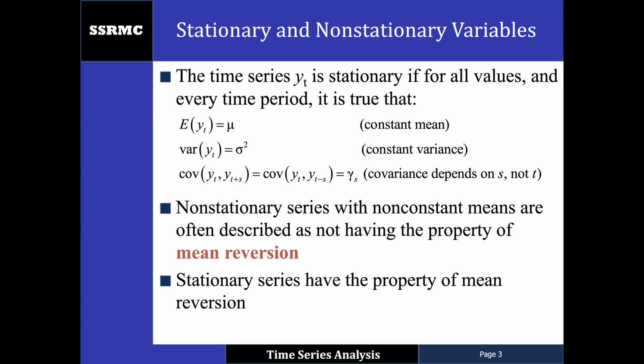Moreover, if a time series is not stationary and it doesn't have this constant mean, we will describe it as not having the property of mean reversion. In practice, mean reversion is a very important attribute to have. That basically means it doesn't matter how far away this time series wanders from its mean, eventually it will come back. So we have some sort of benchmark or even expectation about where the value should be. So it's a nice property to have. Stationary series obviously have the property of mean reversion. Non-stationary ones don't.